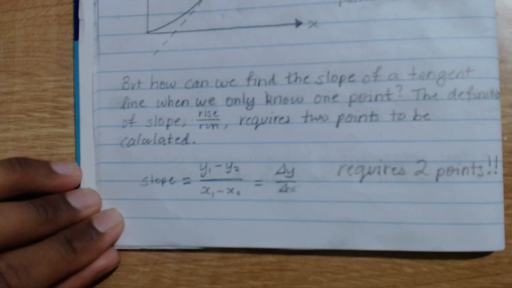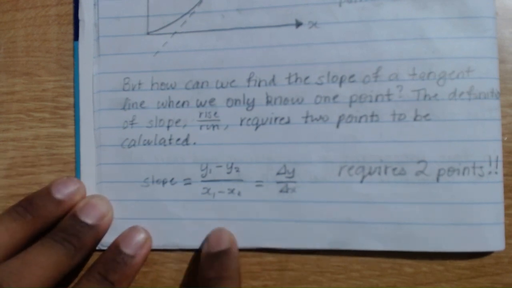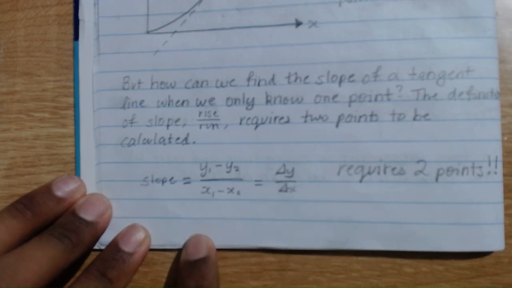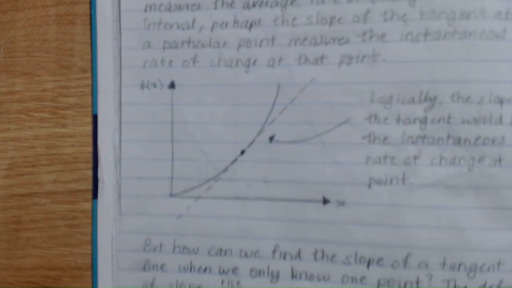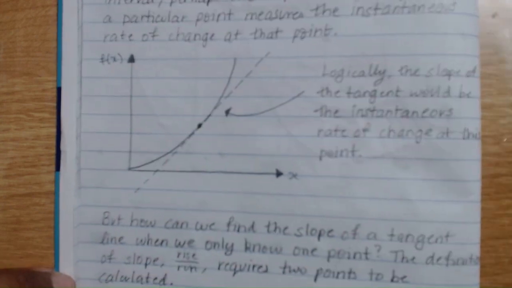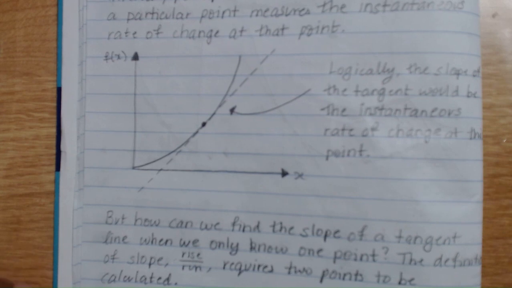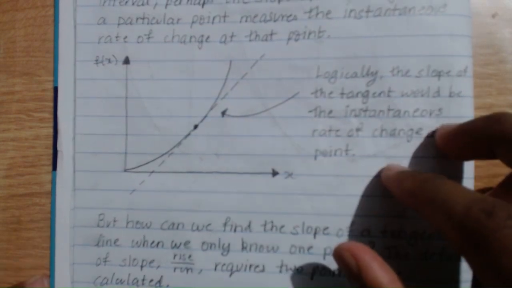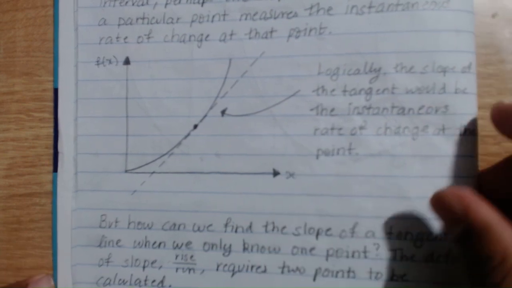Slope is equal to y1 minus y2 over x1 minus x2, equal to delta y over delta x. This calculation requires 2 points with 2 x values and 2 y values. But I only have a single point here, and that's all I know about this tangent line. It intersects the graph at that single point. How can I calculate the slope of that tangent line? I need more information. Well, this is where the idea of transforming from secants to tangents actually comes in.